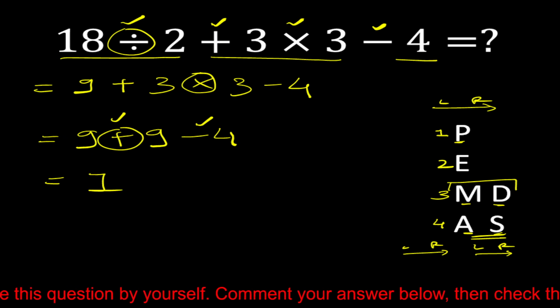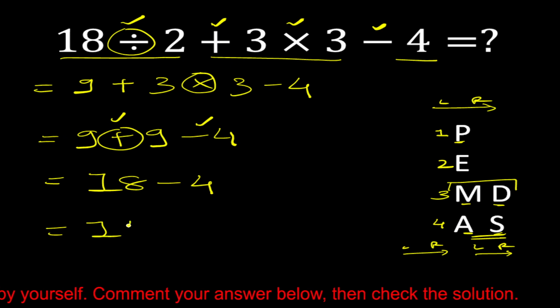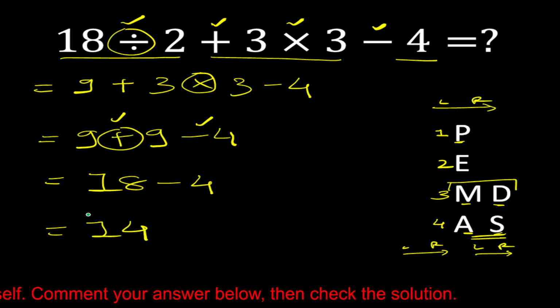So 9 plus 9 is equal to 18, minus 4. Now 18 minus 4 is equal to 14. So the correct answer is 14.